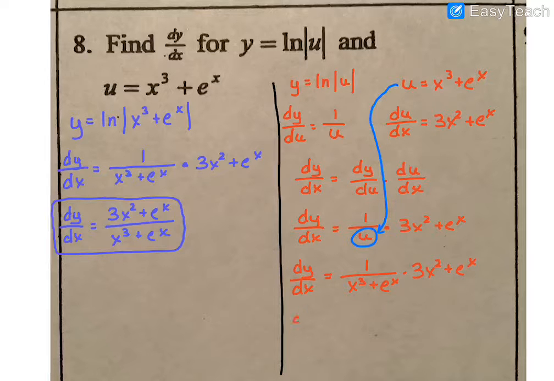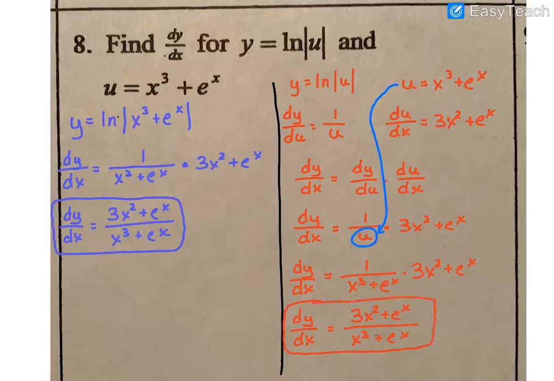As we put this together, you will notice it is similar to what we did on the left side of the screen, where this multiplies to be one fraction with 3x squared plus e to the x over x cubed plus e to the x.